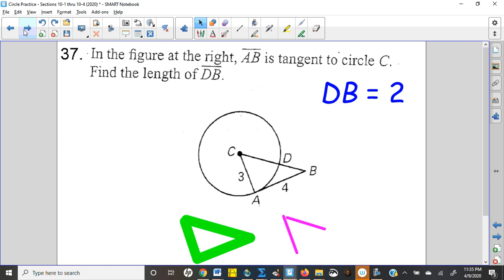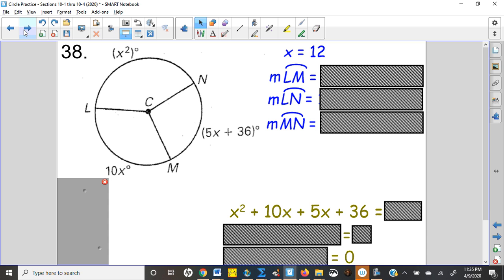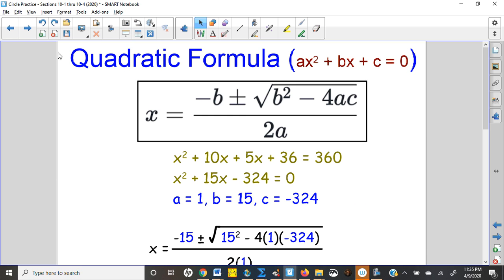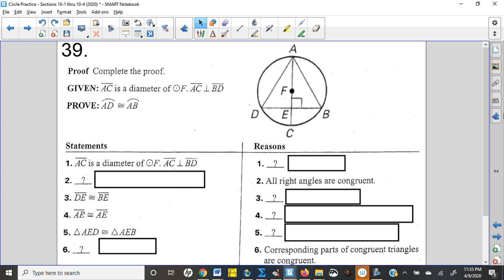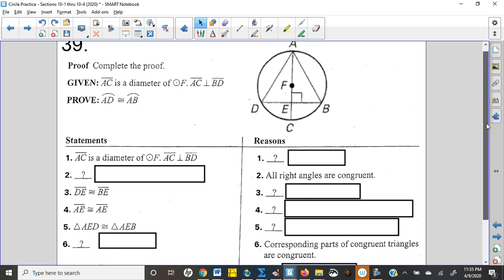We did 37 last week. We did 38 last week. So the last one you had to do was a proof, and it's been a while since you had to do a proof. But hopefully you had a good time with it. There will be more proofs in this chapter because there are a lot more traditional geometric theorems, okay?